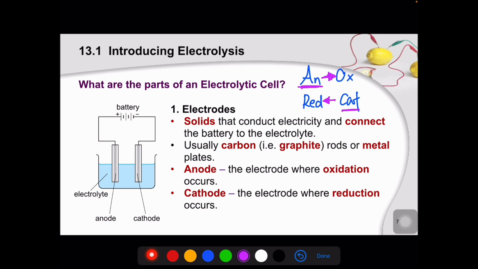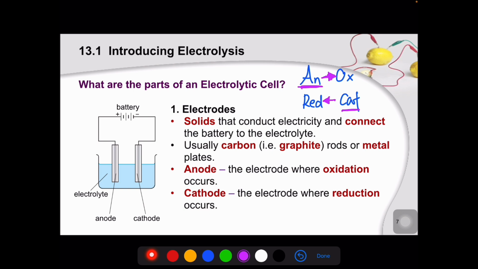Okay, so there's an anode and there's a cathode over here. Now, don't worry too much about what they mean at this point, because in the next few slides, I'll go more in depth into exactly what is meant by oxidation, what is meant by reduction, and what is actually happening over there.